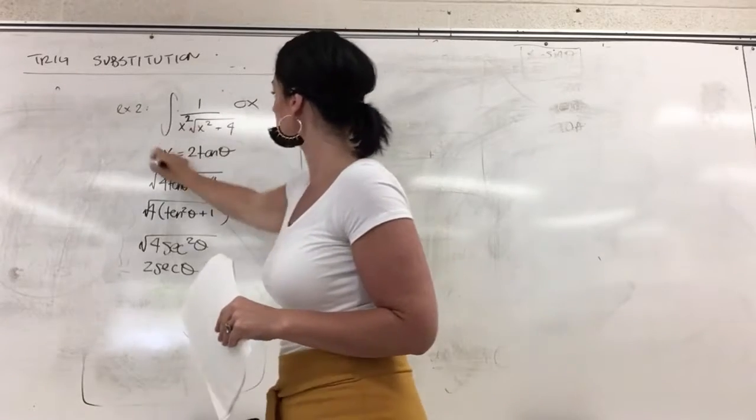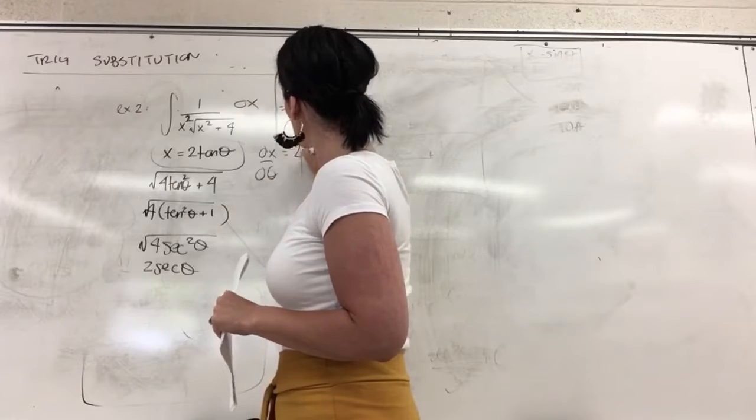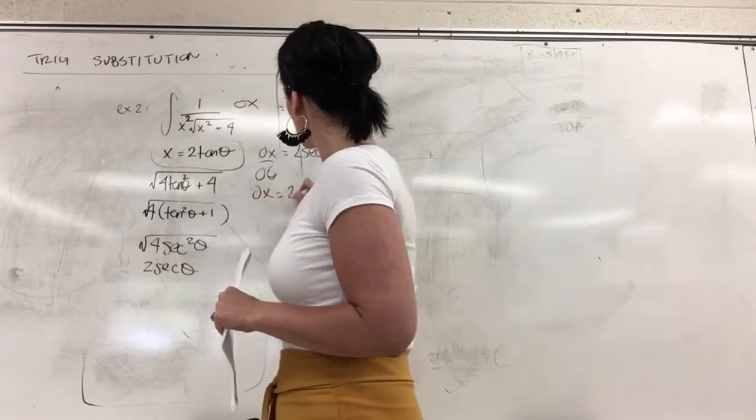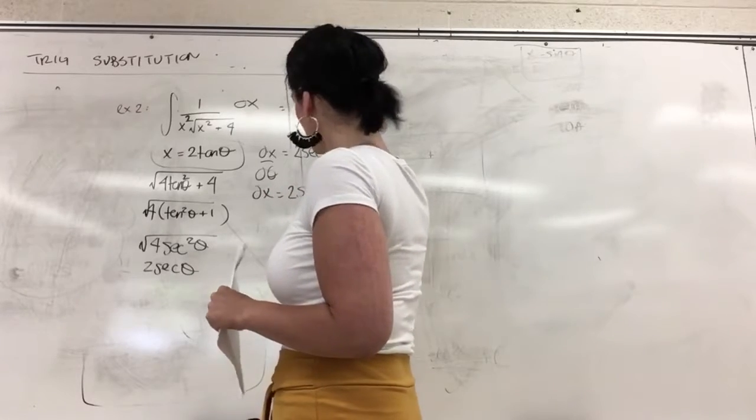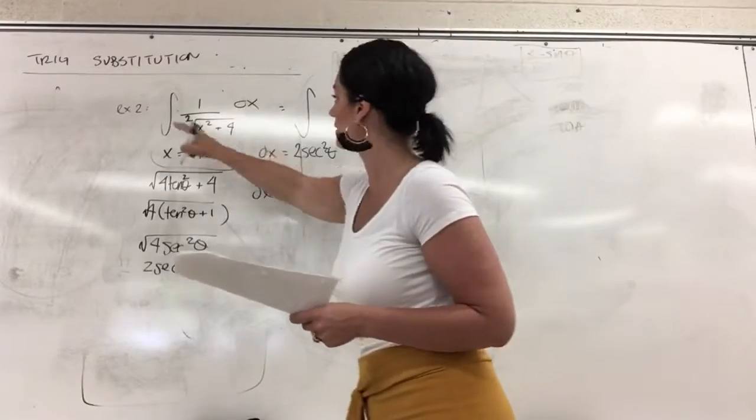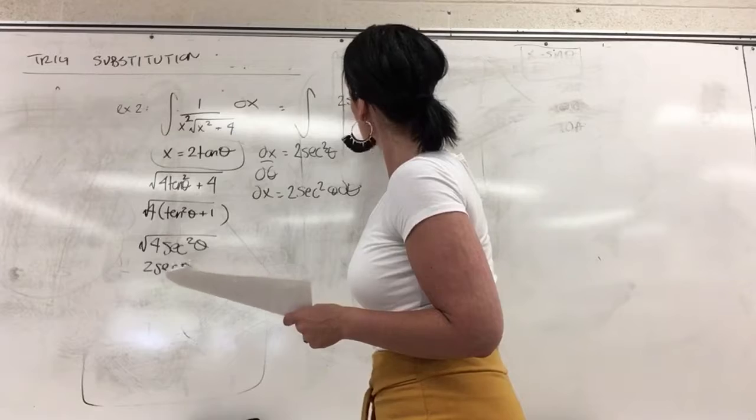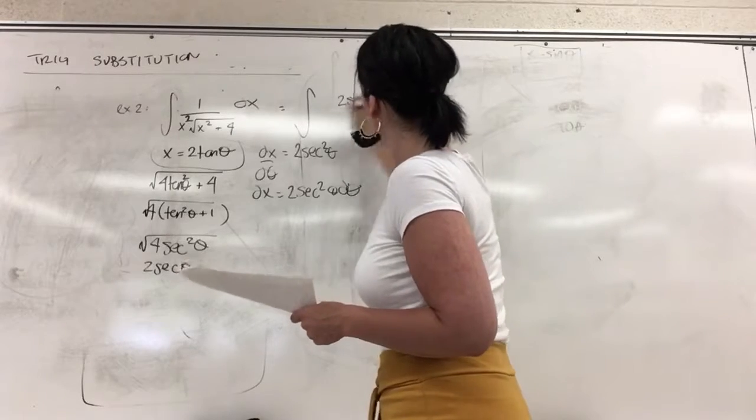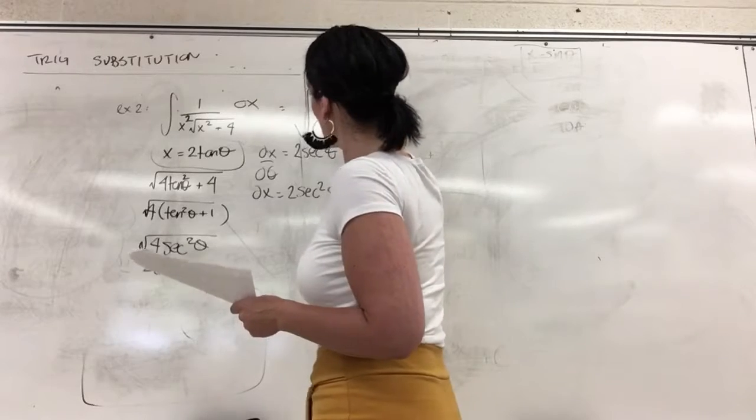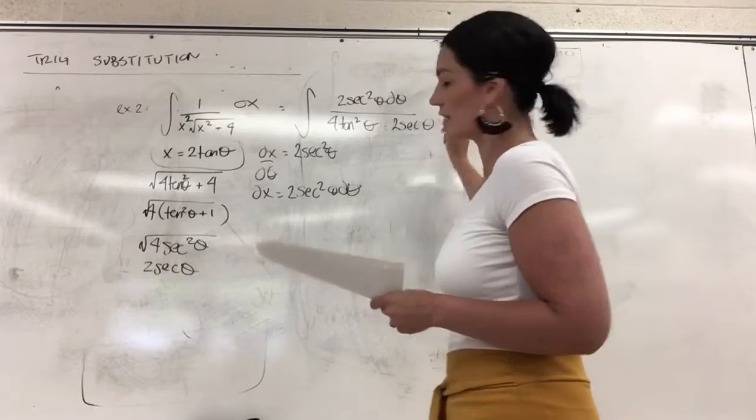So if x is 2 tan theta, dx d theta is 2 secant squared theta. So dx is 2 secant squared theta d theta. And we have an x squared there. So 1 times dx. Here's dx, 2 secant squared theta d theta, over x squared, so 4 tan squared theta, times this whole thing, which I worked out to be 2 secant theta.